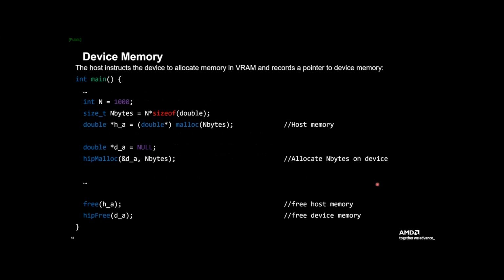The host instructs the device to allocate memory in VRAM and records a pointer to device memory. So basically, what we do here is malloc of 1000 doubles for the host memory, okay? And usually, if you want to do that with d in the front, we can define the device pointer, just to remember by heart that this is the device. If you see the code, we say hipMalloc this and n bytes, okay? So allocate n bytes on the device.